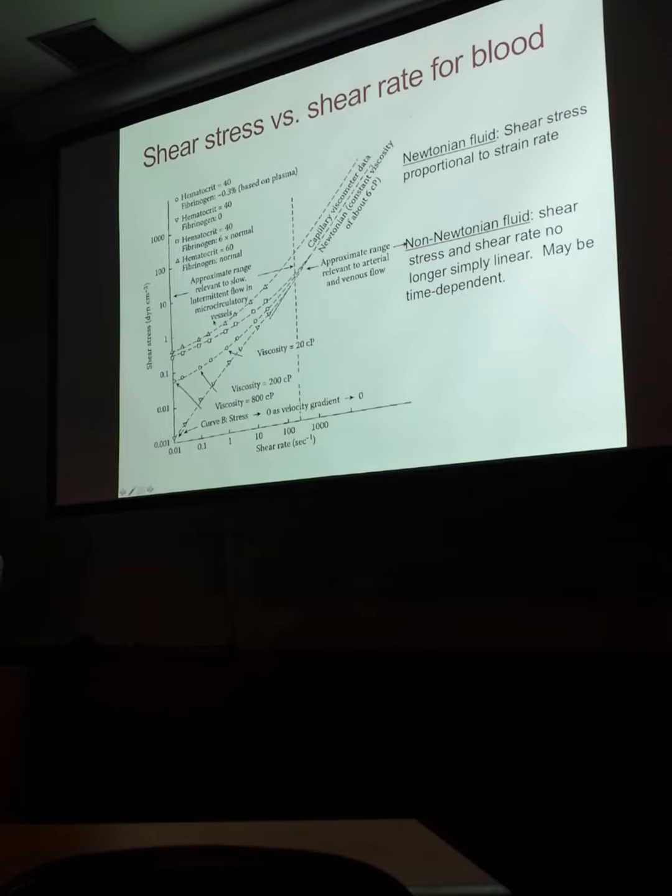What other parameters do they have on here? They also show you hematocrit staying constant, but fibrinogen, which is one of those clotting proteins that we mentioned very early in the class, changing. So with a lack of fibrinogen, viscosity decreases, and you can also see that here. It actually decreases down to a more Newtonian-like fluid.